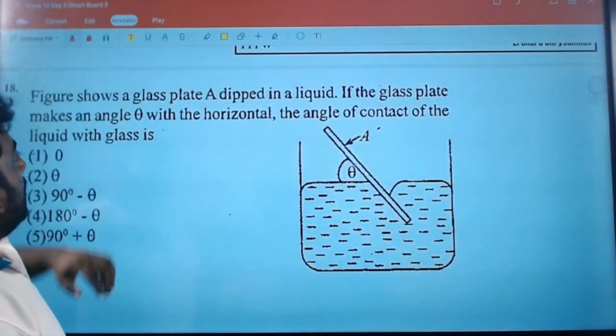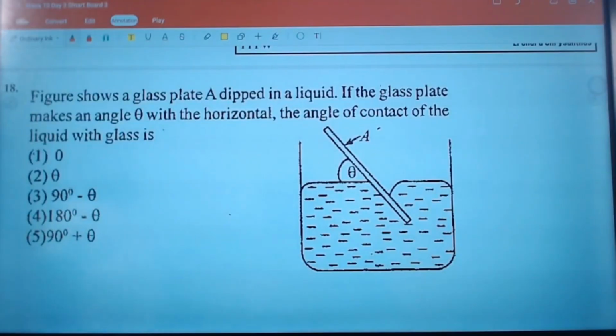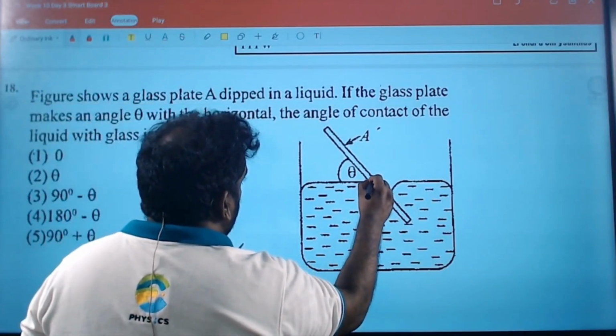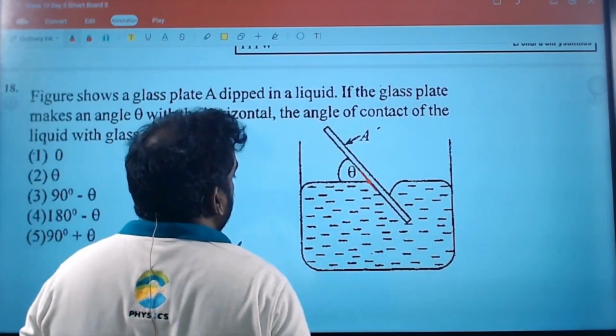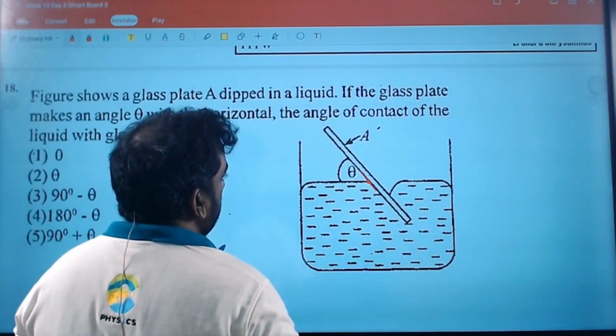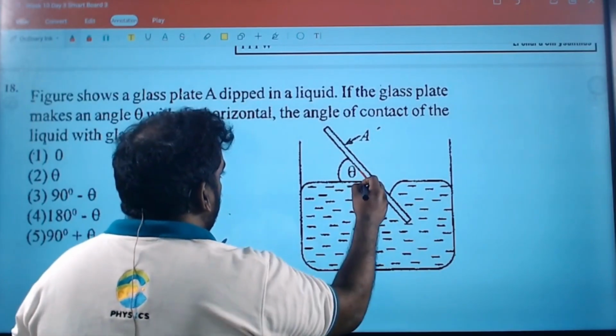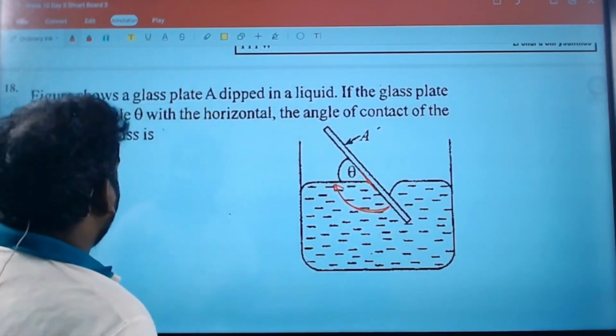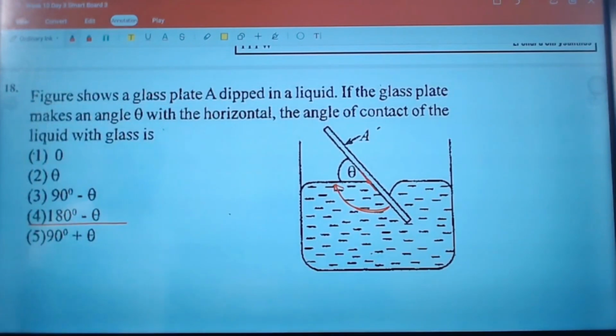Figure shows a glass plate dipped in liquid. If the glass plate makes an angle theta with the horizontal, they are asking you exactly what's the angle with the liquid. So here, where the liquid touches the glass, draw a tangent. Angle made through the liquid is your angle of contact, which is 180 minus theta.